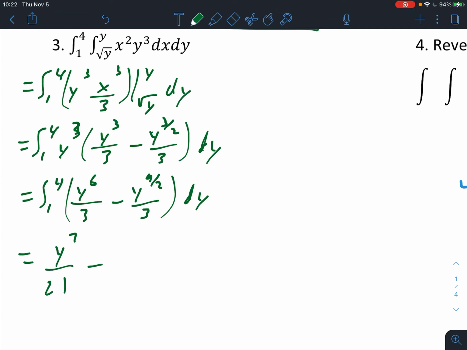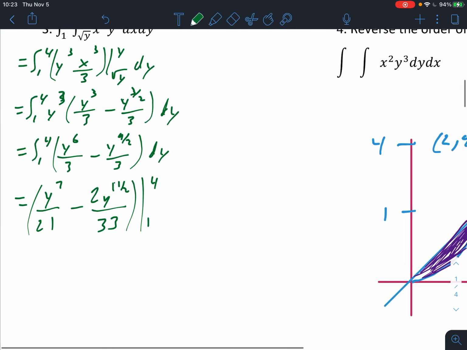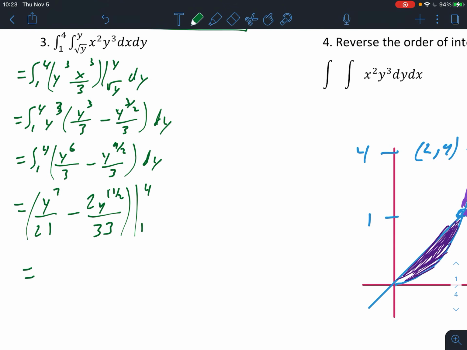Okay, and then this would be y to the 11 halves over 11 halves, which is the same thing as multiplying by 2 elevenths. So 2y to the 11 halves over 11 times 3, 33, from 1 to 4. Substituting 4 in there, we have 4 to the 7th over 21 minus 2 times the square root of 4 to the 11th.